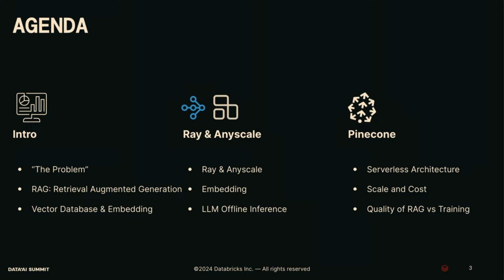In the second part, we will talk about Ray and Anyscale: what Ray and Anyscale are, and how they do the embedding computation and the large language model offline inference. Lastly, we go through Pinecone, introduce the company, and go through the serverless architecture, talk about how it can scale up and cut the cost for the vector database, and we discuss the quality of RAG versus training.